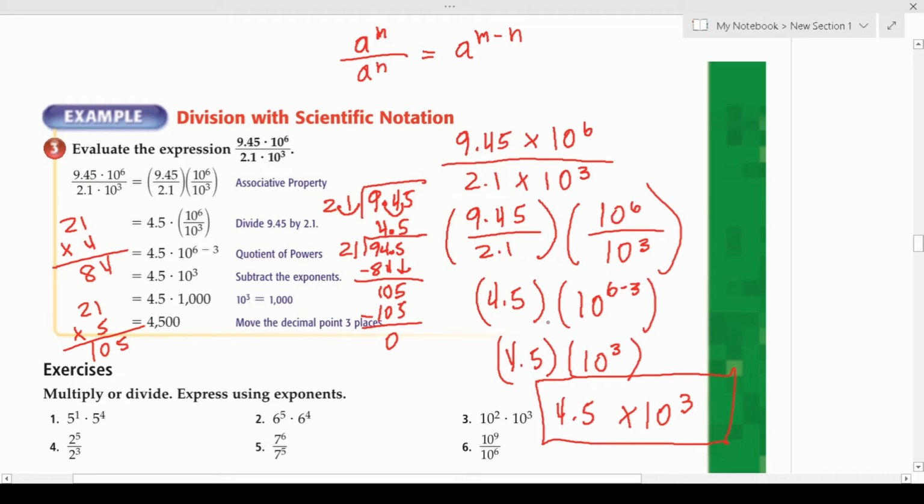Okay? So those are the only examples I'm going to do involving multiplication and division. It's pretty straightforward. Again, as long as you follow these steps and are mindful of both the product rule as well as the quotient rule when you deal with your powers of 10, these are pretty simple to solve.